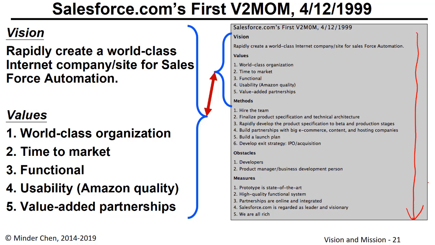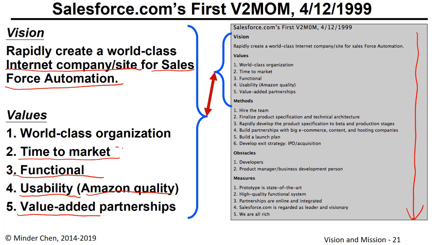Here's the vision: rapidly creating a world-class internet company or site for Salesforce automation. Remember, this is their vision in 1999. And the values they have are world-class organization, time to market regarding their product. The product needs to be functional. The product needs to have usability, which means easy to use, like Amazon's website. And then they also want to have value-added partners.